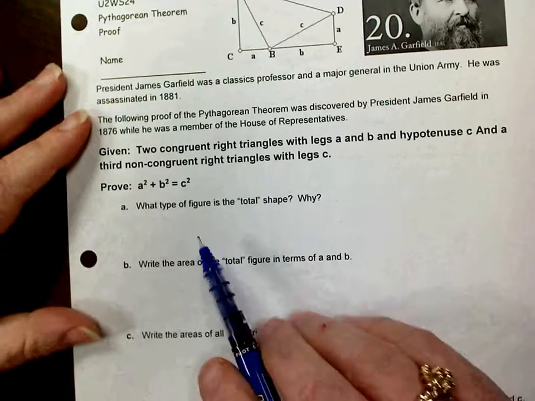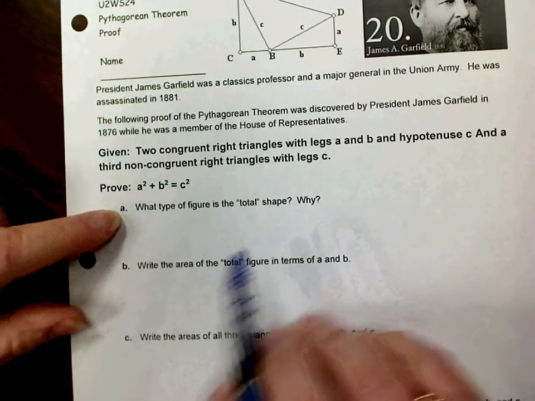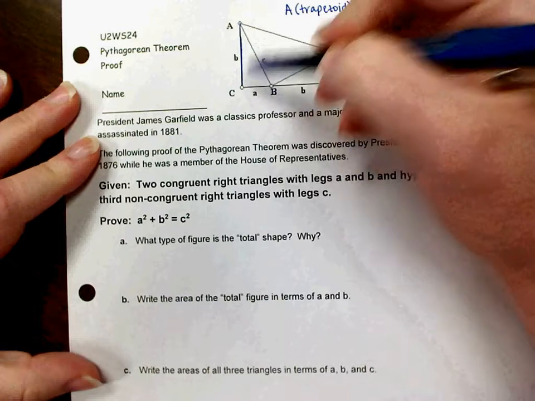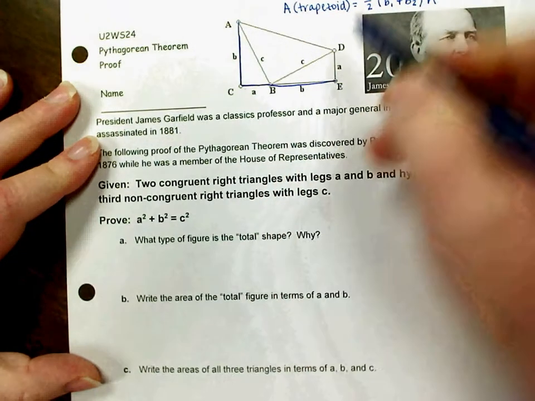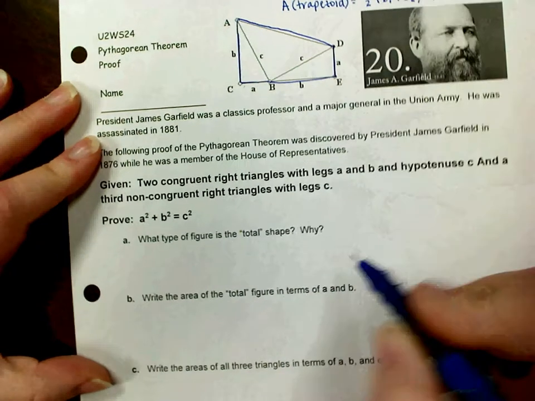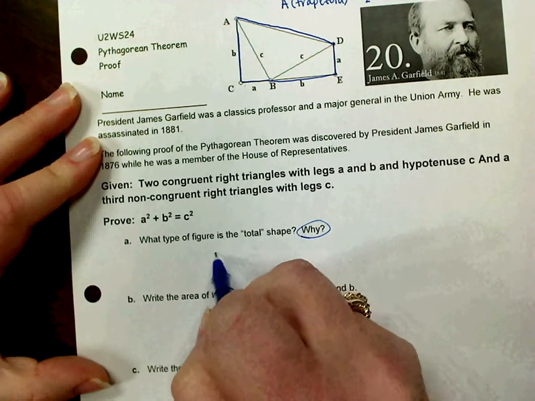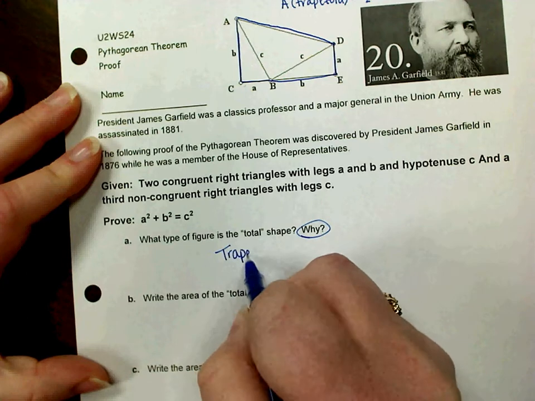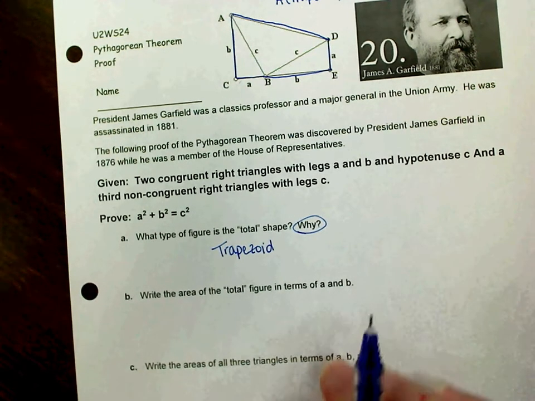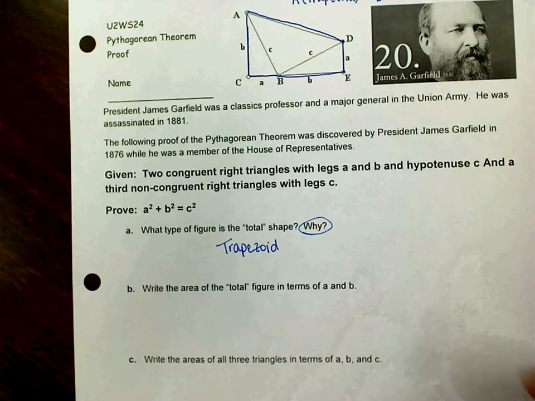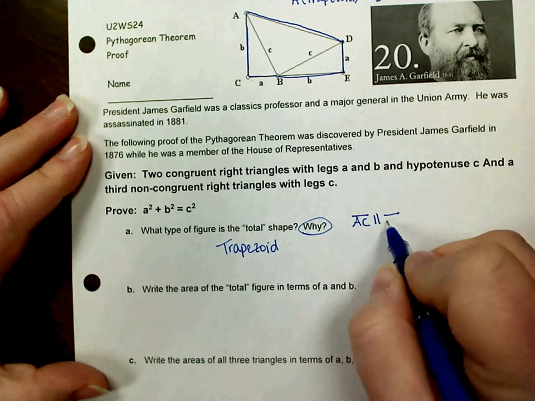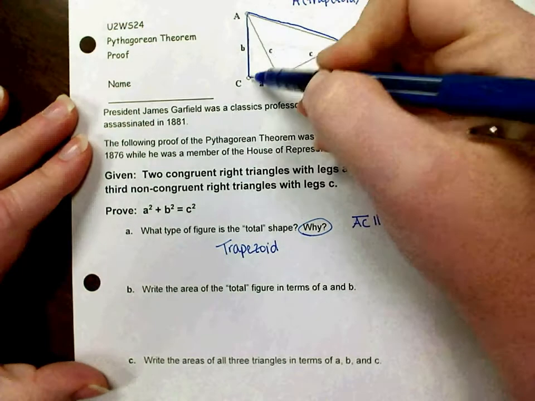that pretty much answers part A, the first question, what type of figure is the total shape? So you should already know that this total shape is a trapezoid. But you need to tell me why it's a trapezoid. Now, I don't want you to just tell me because it has one pair of parallel sides. Obviously, that's what the definition of a trapezoid is. I want you to tell me why you know that side AC is parallel to side DE. Why are these sides parallel?